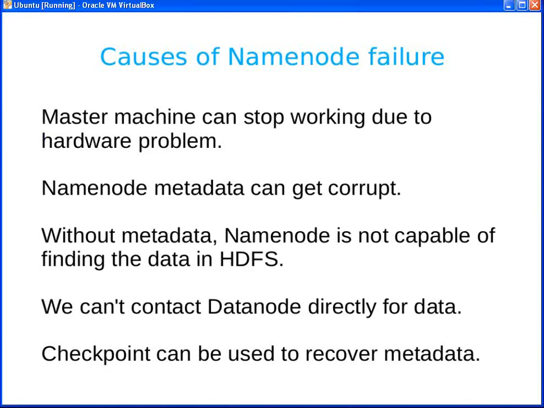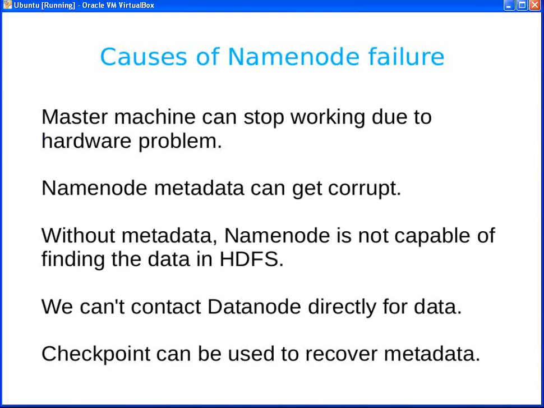So after that, without metadata, NameNode is not capable of finding the data in HDFS. Yeah, that's absolutely right. If your NameNode is not running, and you try the hadoop fs -cat command with the file path, you actually want to display the content of a text file, but we don't know which DataNode contains our file. So we need to find this information from NameNode, but we know that NameNode is not running. It means that even if your data is available, you can't access your data because there is no one to tell us where exactly our data is located, on which DataNode. So we cannot contact a DataNode directly for data because we don't know which machine contains our data.